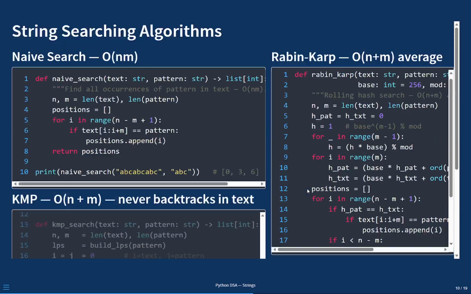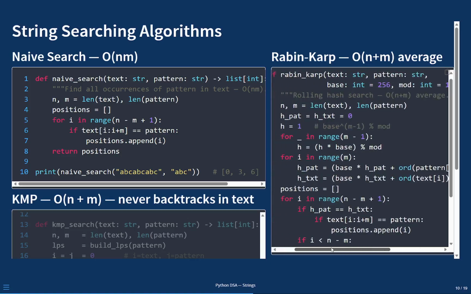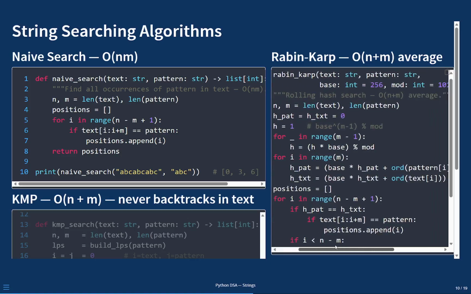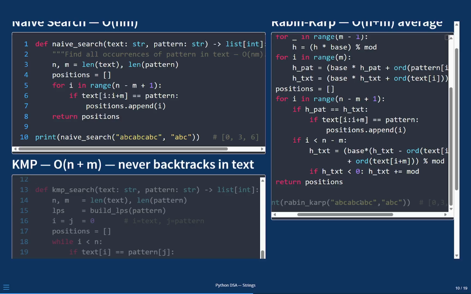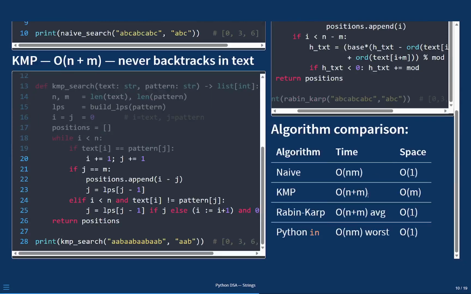Rabin-Karp uses a rolling hash. Compute the hash of the pattern and the hash of the first m characters of text. Then slide a window of size m across the text, updating the hash in O(1) by subtracting the outgoing character and adding the incoming one. Hash match means possible match, verify character by character. Hash mismatch means skip. Average O(n plus m), and the rolling hash update is the clever part.